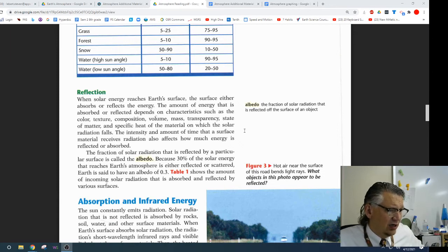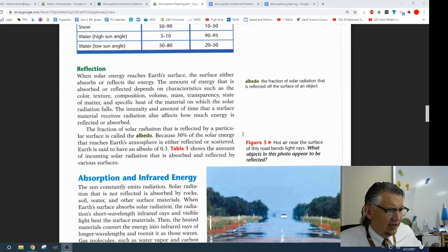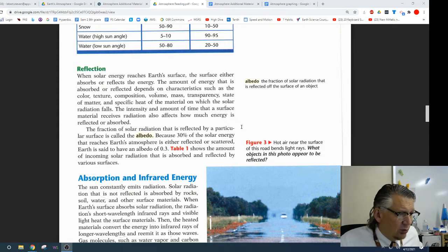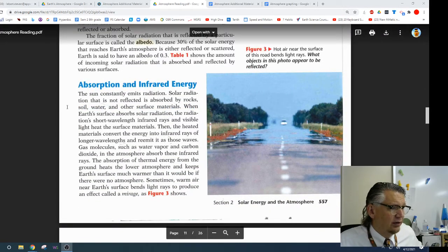The intensity and amount of time that the surface material receives radiation also affects how much energy is reflected or absorbed. The fraction of solar radiation that is reflected by a particular surface is called the albedo. Because 30% of the solar energy that reaches the Earth's atmosphere is either reflected or scattered, Earth is said to have an albedo of 0.3. Table 1 shows the amount of incoming solar radiation that is absorbed or reflected off various surfaces. Absorption and infrared energy.